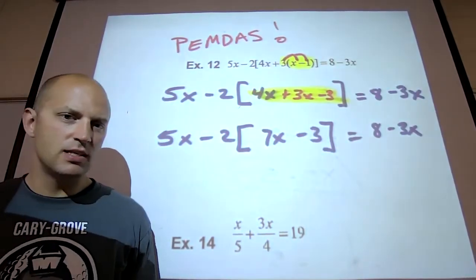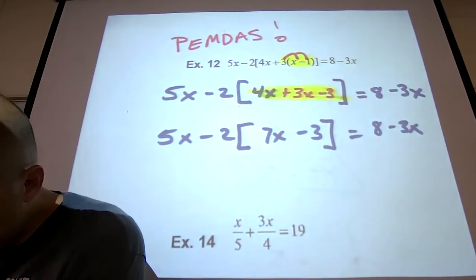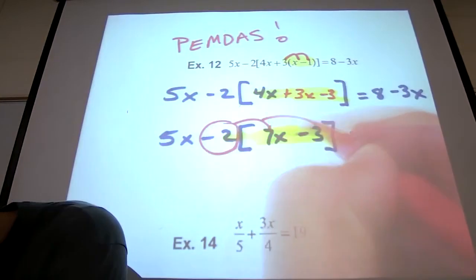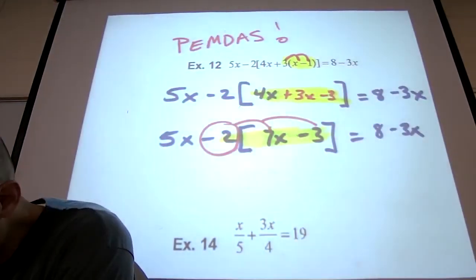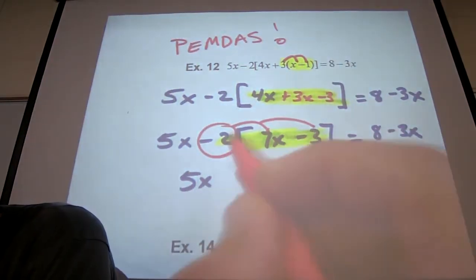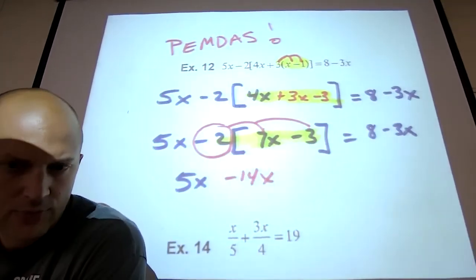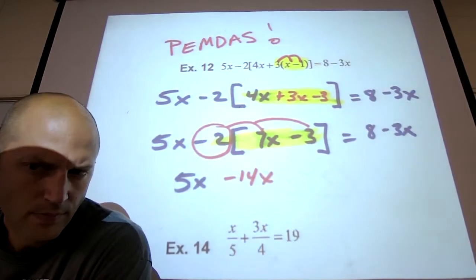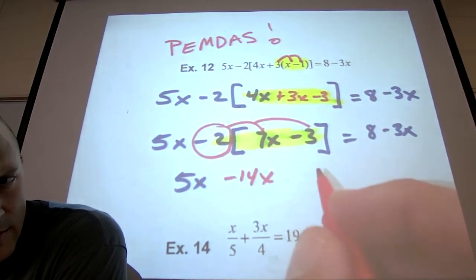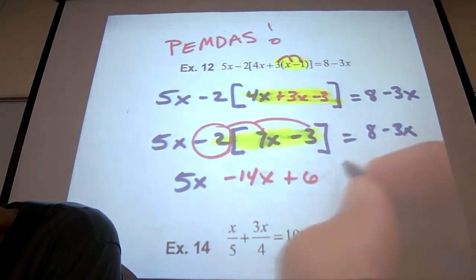Well, we still have parentheses or these brackets we want to get rid of, right? So now I'm going to distribute this negative 2. Make sure you take the sign, the negative sign, along for the ride here. Okay, so now I have 5x. Negative 2 times 7x is negative 14x. What's negative 2 times negative 3, y'all? Negative 2 times negative 3 is? Positive 6. I think you said that, Cole.